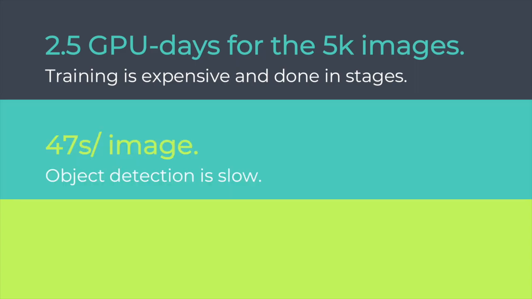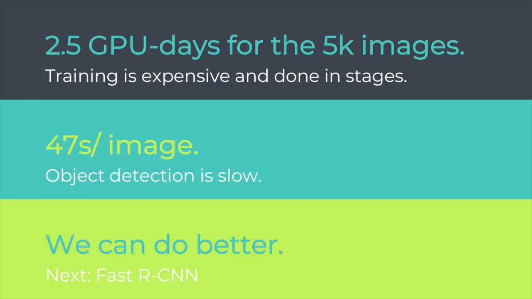Furthermore, real-time usage of object detection is very slow because the CNN forward pass is made for each object proposal region without sharing computation. One image would normally take about 47 seconds to fully process and identify. Needless to say, we can do better.